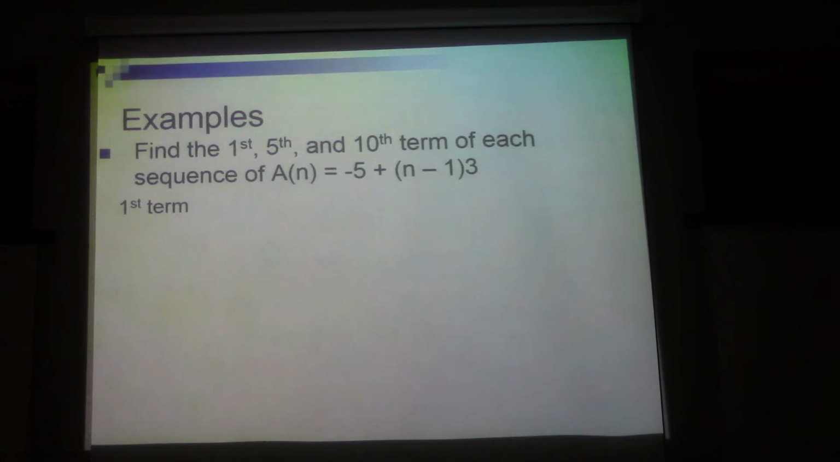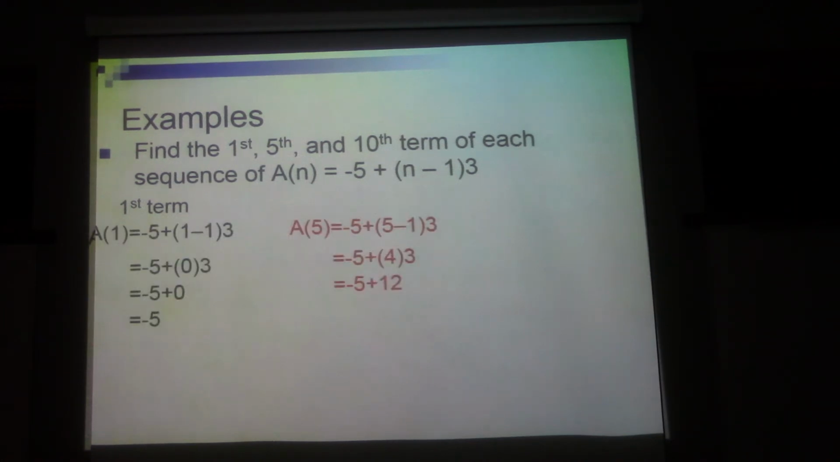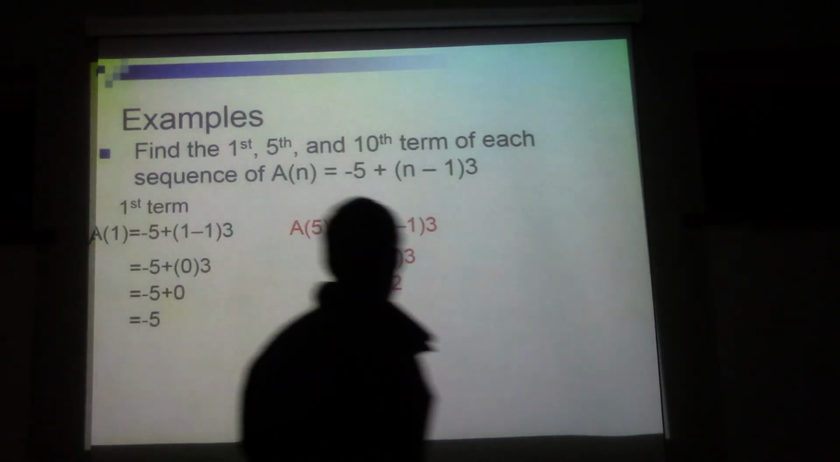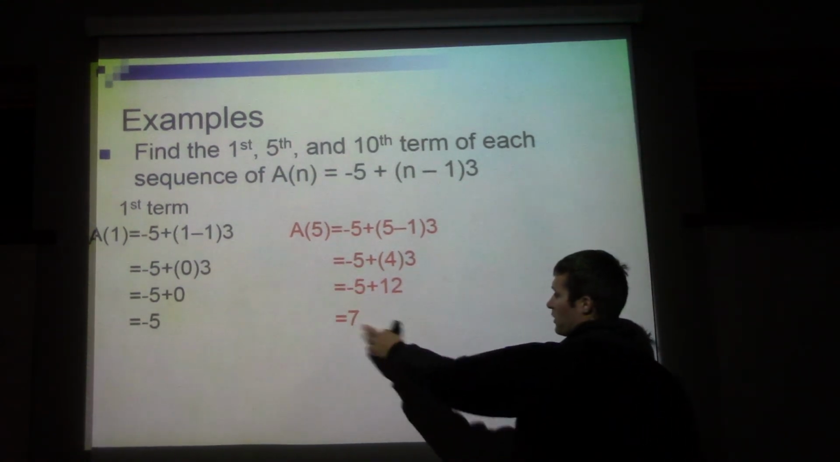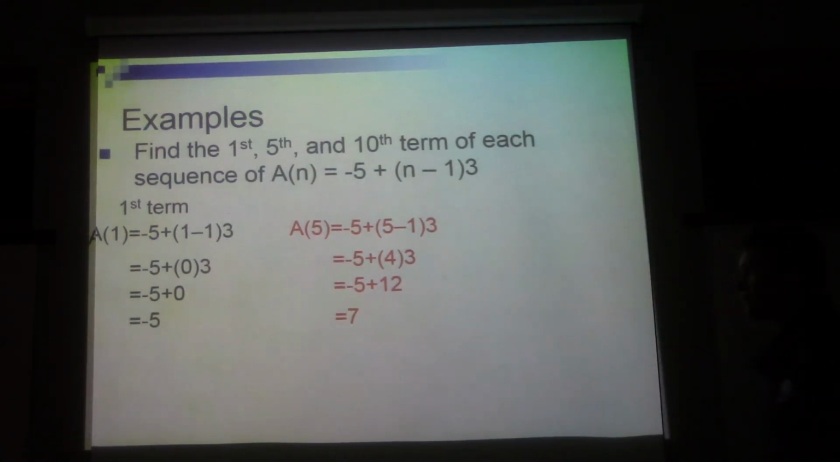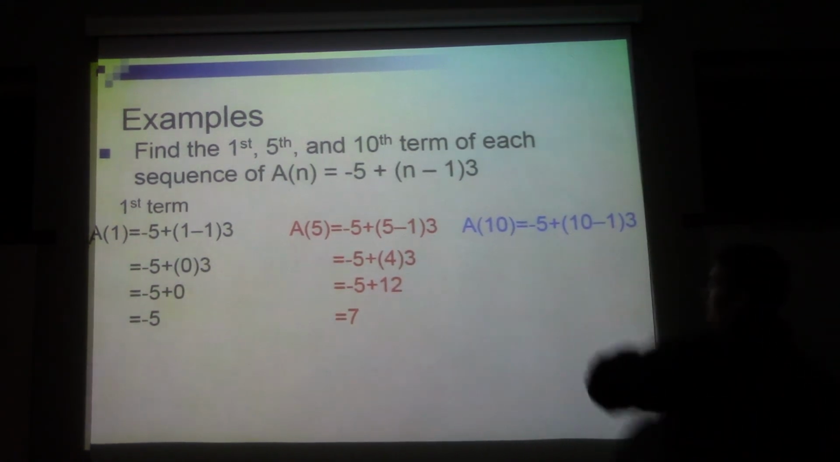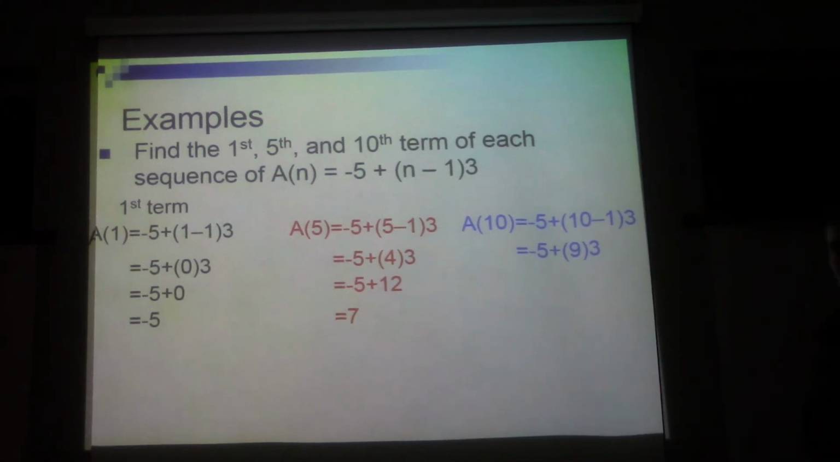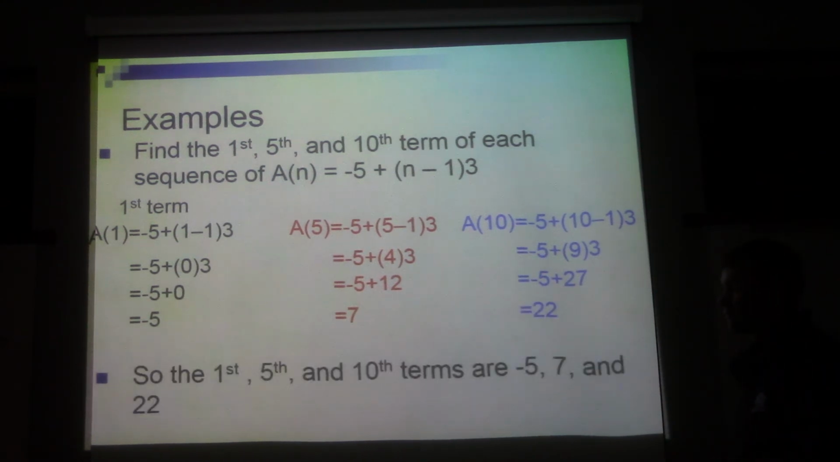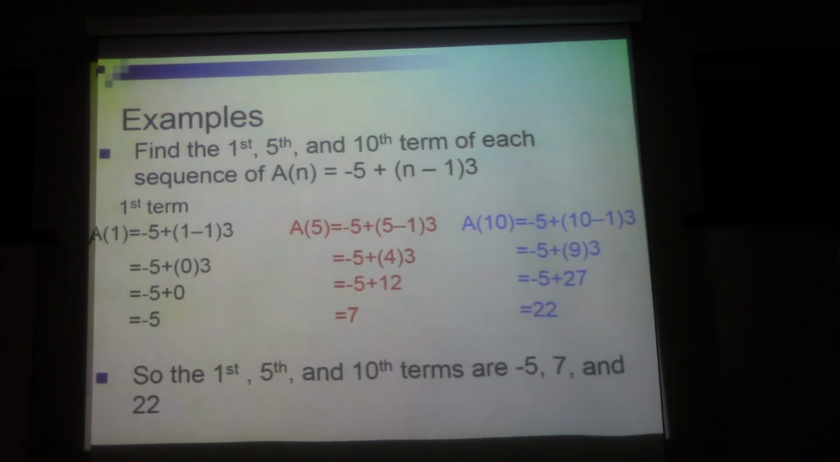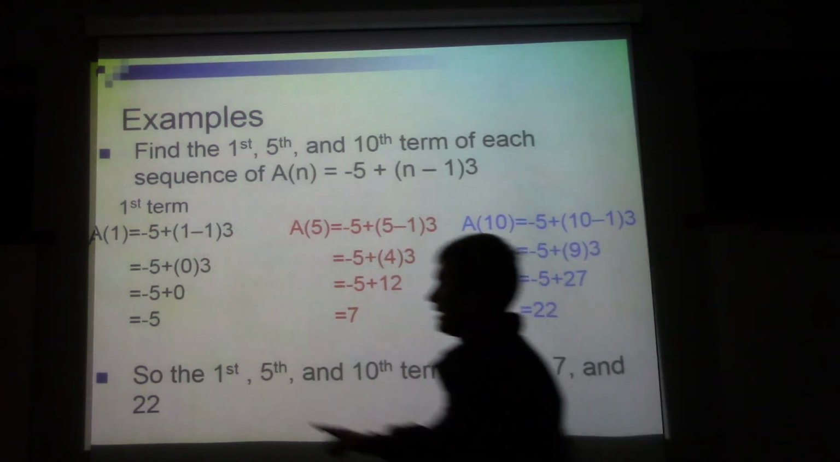All right, so let's get back to it. We did that one: negative 5 plus 12 is 7. Now we want to find the 10th term, so we plug it in for n. 10 minus 1 is 9. 9 times 3 is 27. 27 plus negative 5 is 22. So the 1st, 5th, and 10th terms are negative 5, 7, and 22.